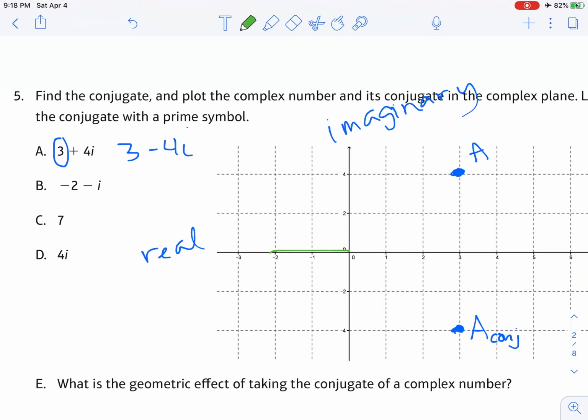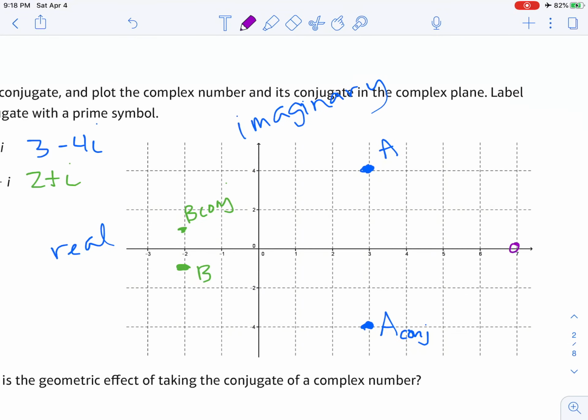So negative 2, negative i. So I go over to negative 2, and I go down to negative i, and I make a point. Again, I don't need these lines. It's just for effect. And its conjugate would be 2 plus i. So that means it would be up here. So this is letter B, and its conjugate.